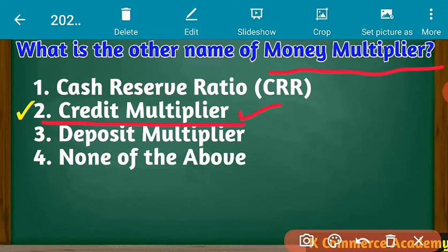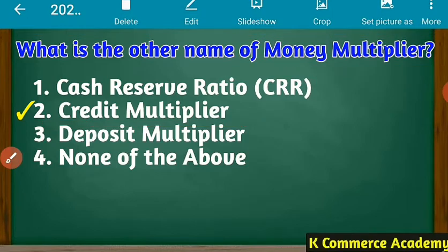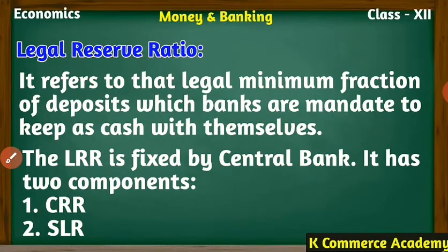Now, how money multiplier is also known as credit multiplier, and what we mean by deposit multiplier and cash reserve ratio, we have to study in detail. Let us start with the first one, that is legal reserve ratio. You have heard all these terms a lot of times, and the explanation is given in all the books, but most of the time students remain confused regarding the meaning of these terms. So I will try my level best to explain these terms in very simple language.